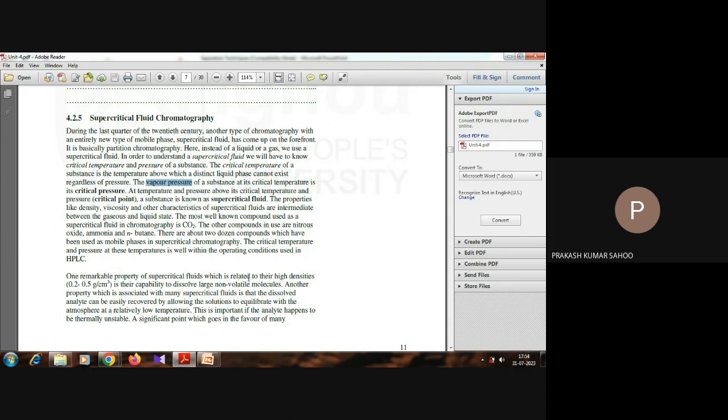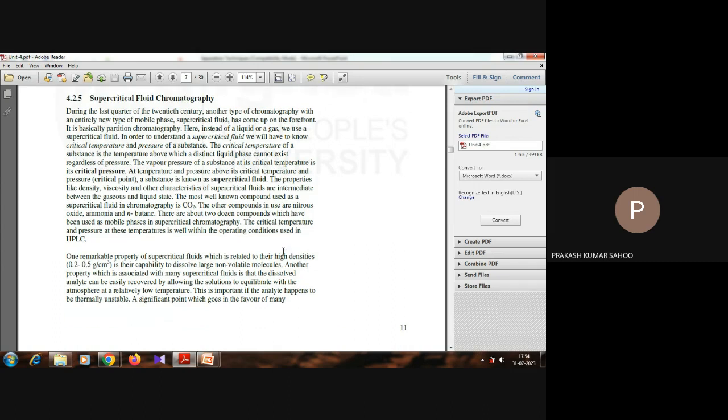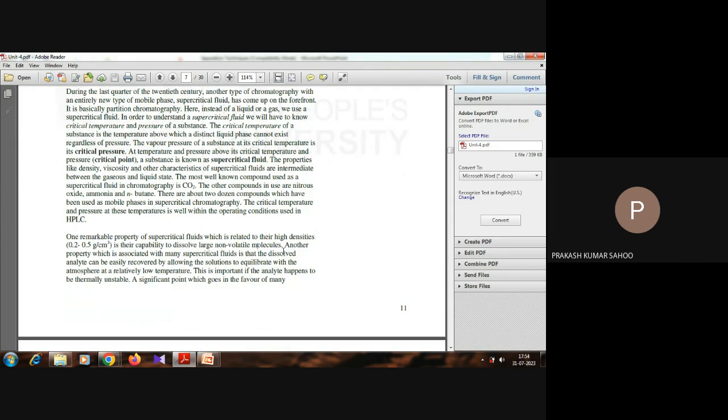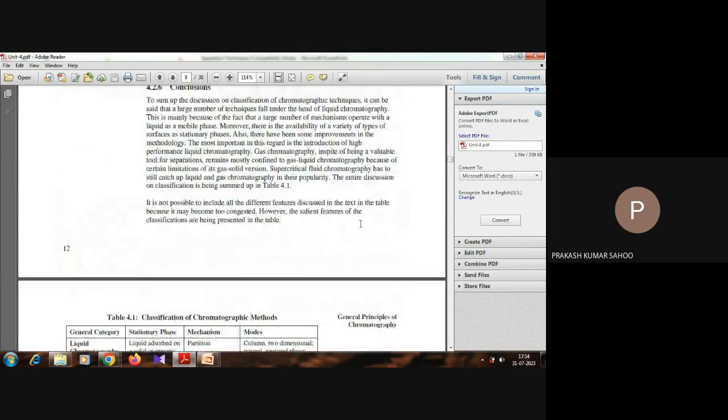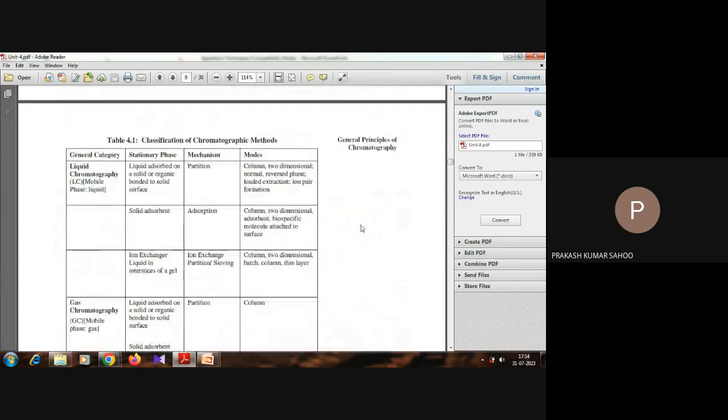So, if we use this type of fluid, supercritical fluid, as the mobile phase, then this chromatography is known as supercritical fluid chromatography. This is not very important to you because you have other methods in your different units, and you will face different questions from your theory paper from that part. So this is very important.